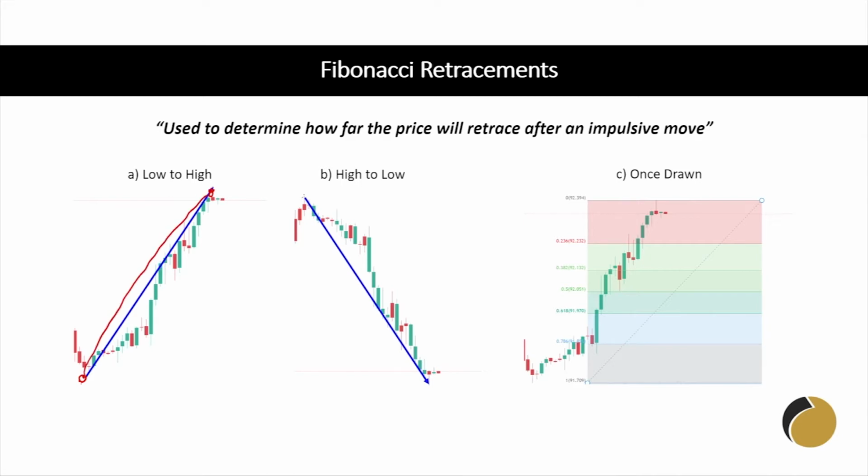Alternatively, you could draw it from the high to the low of a downtrending impulsive move. Once the Fibonacci retracement is drawn, we'll get all of these series of Fibonacci numbers that we mentioned previously. In particular, we can see the golden ratio 0.618. The 0.618 level would represent a 61.8% retracement of this total move, meaning this level here would be a 61.8% retracement. Another example would be the 0.5 level, which would instead be a 50% retracement.